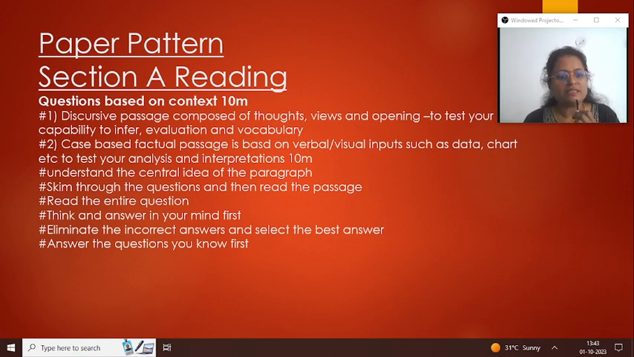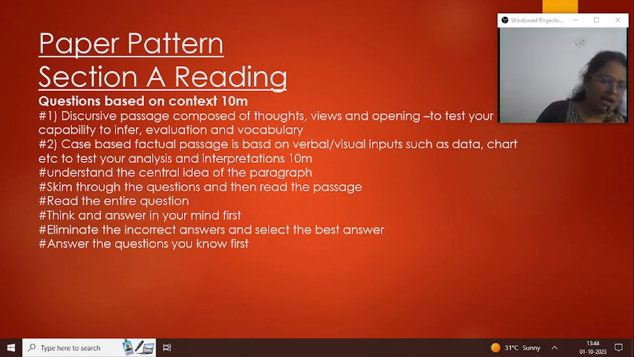Then the second one is case-based factual passages, which are based on verbal or visual inputs such as data, charts, etc., to test your analysis and interpretation. What exactly did you understand through that graph and all? They ask you the questions.